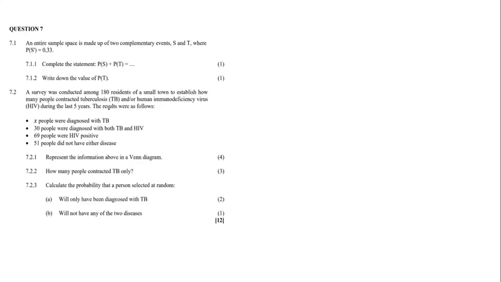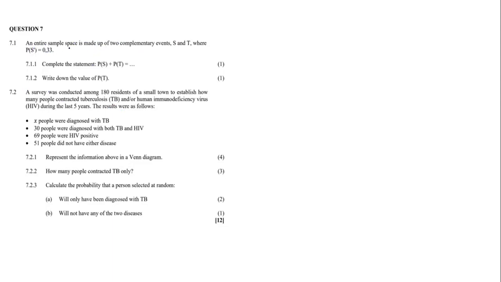So now let us start with question number 7, probability. It reads as follows. 7.1: an entire sample space is made up of two complementary events, which are event S and event T, where the probability of S prime is equal to 0.33.